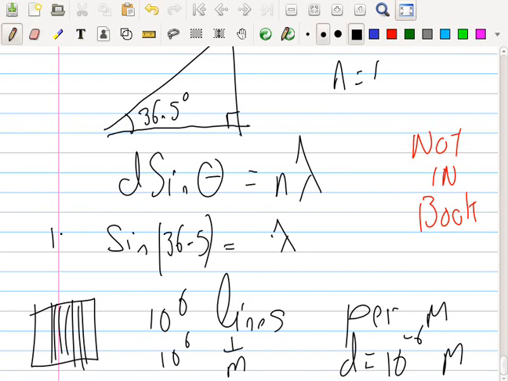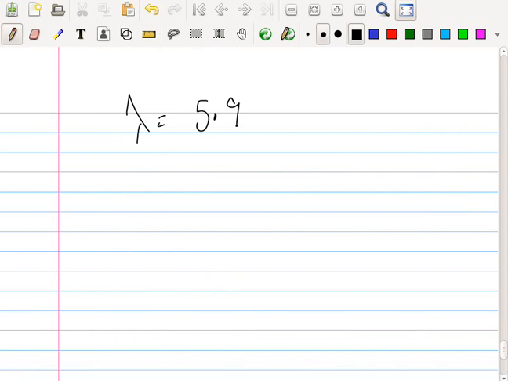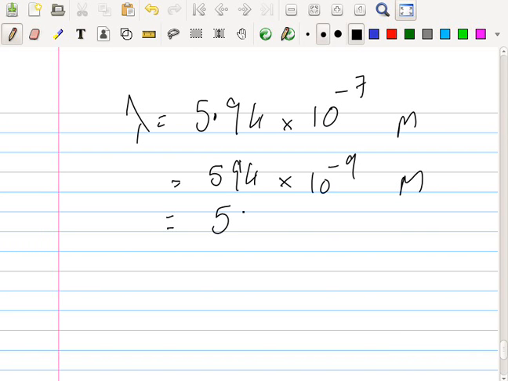Okay. So I have the D. 10 to the minus 6. So 10 to the minus 6 goes here. Can you multiply it by this and tell me what you get? Thank you. What is it? 5.94. Yeah. Times 10 to the minus 7 meters, yeah? Actually, I want to make it 594 times 10 to the minus 9 meters. 9 is nano. So if you just want to write it this way, that's fine too. 594 nanometers.